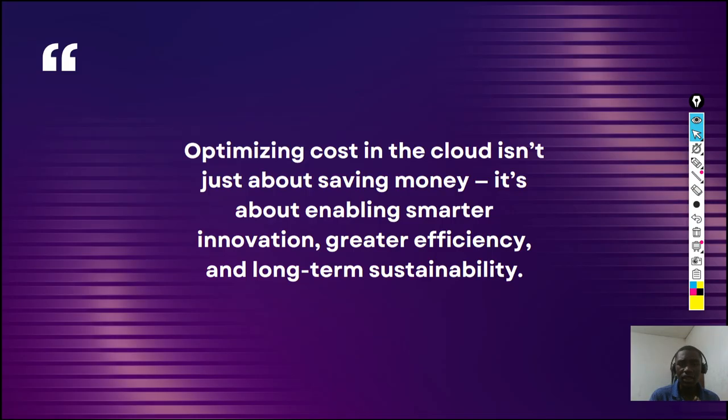Optimizing costs in the cloud isn't just about saving money, it's about enabling smarter innovation, greater efficiency, and long-term sustainability.